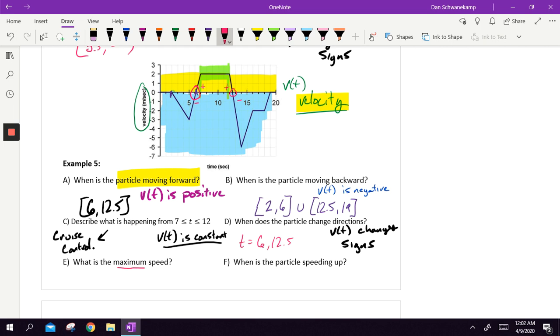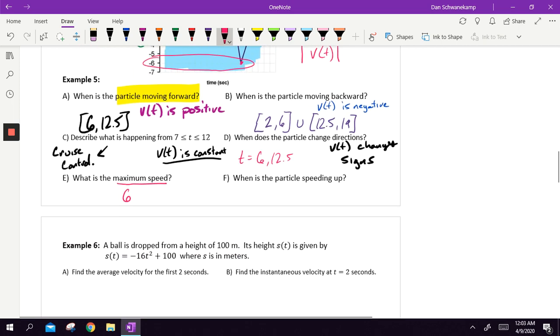What is the maximum speed? Remember, this is a graph of velocity, and if I want to talk about speed, speed is the absolute value of velocity. So when is the velocity the biggest, or what is the maximum speed? The maximum speed is 6, not negative 6. That's when it's the furthest from the x-axis. Up here we get a speed of 2, but down here we get a speed of 6. It is negative 6, but we take the absolute value of it, so it's 6.